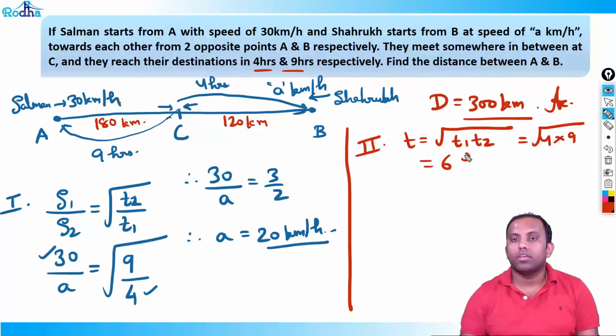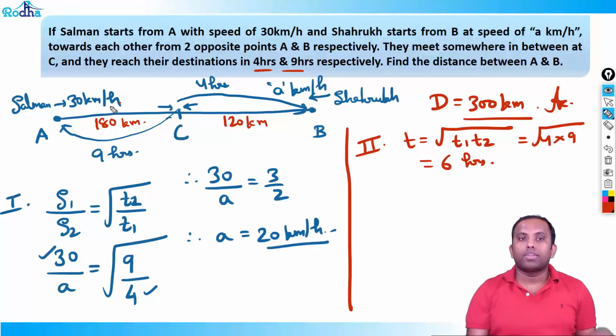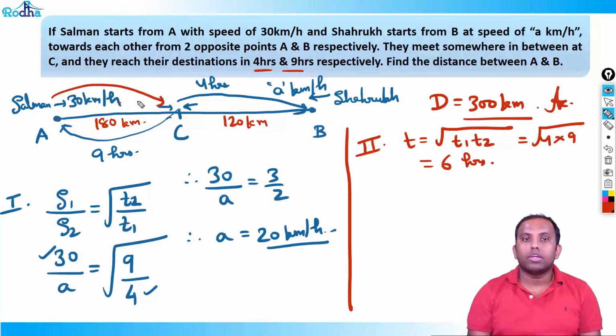T is equal to 6. So total time taken is 6 hours, right? That means they both traveled for 6 hours. So you can calculate it easily. Here also you can easily calculate that Salman, at the speed of 30, traveled for 6 hours to reach from here to here. So 30 into 6 is 180 km.